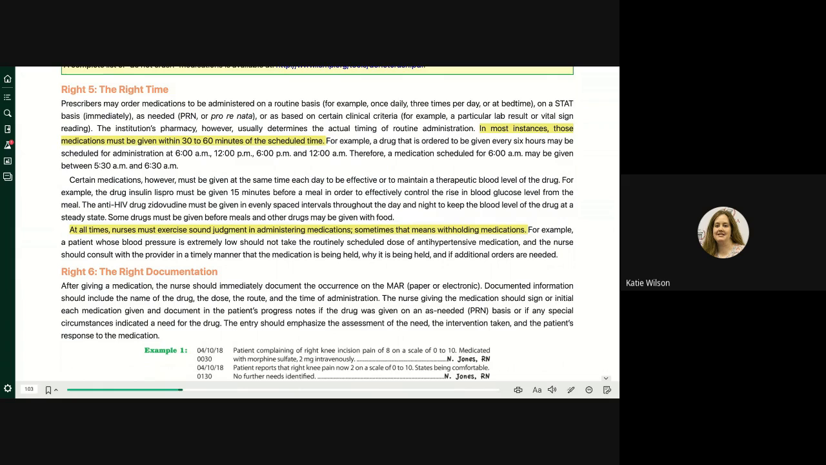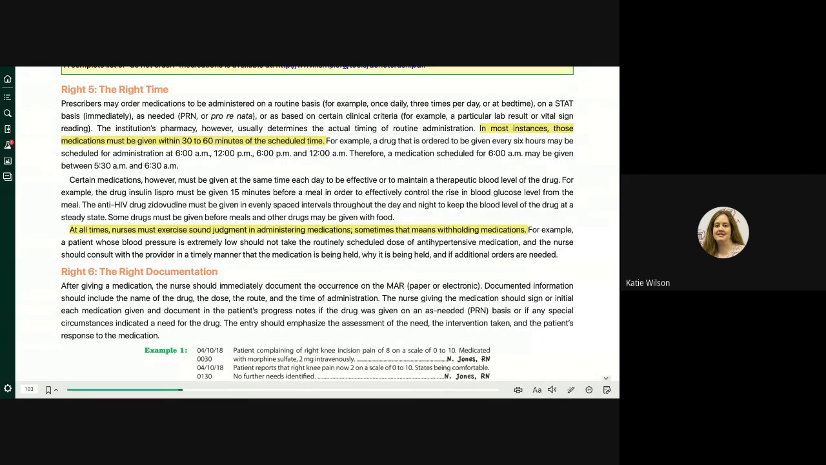Another thing to know is that in most instances, the medications must be given within 30 to 60 minutes of the scheduled time. Otherwise, they're considered early or late. So you want to give them within that 30 to 60 minute window of when they're scheduled. There are medications that need to be given at the same time every day. For example, insulin is one that we would need to give every day. Birth control pills, I recommend giving at the same exact time every day, just to keep that same level of medication in the patient's system.